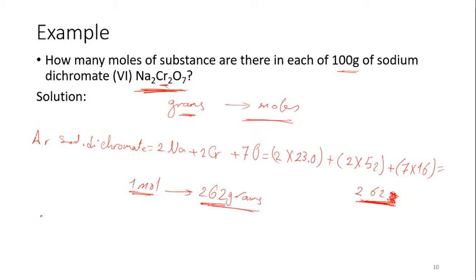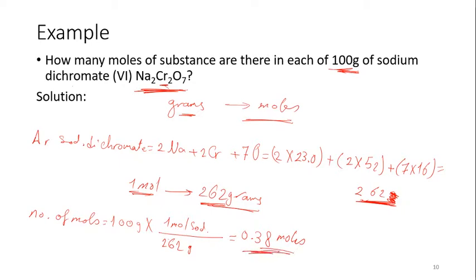of sodium dichromate. So if I looked here and I said, okay, the number of moles would be equal to the given unit, which is 100 grams, multiplied by the conversion factor, which is 1 mole of sodium dichromate, divided by the 262 grams for each 1 mole of them. That would be equal to 0.38 moles. So I have 0.38 moles in each 100 grams of sodium dichromate.